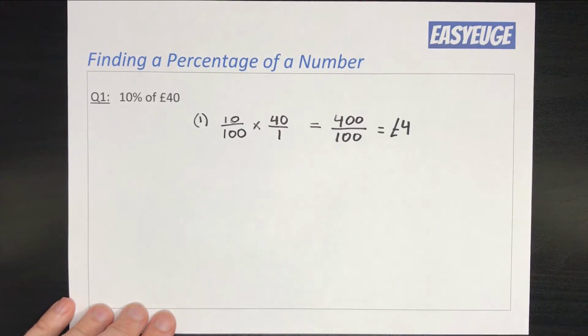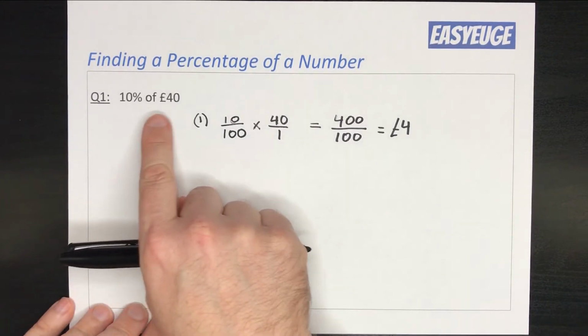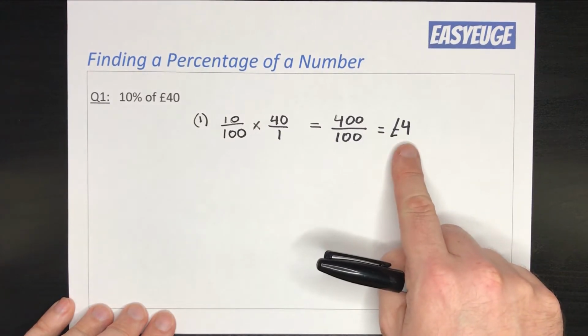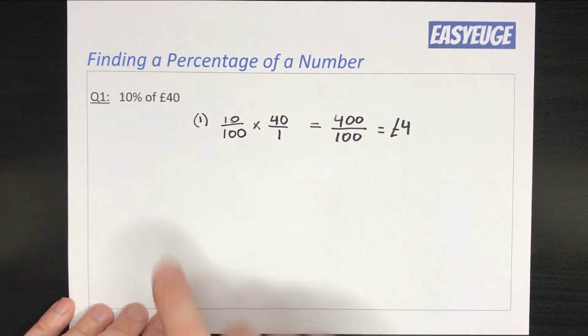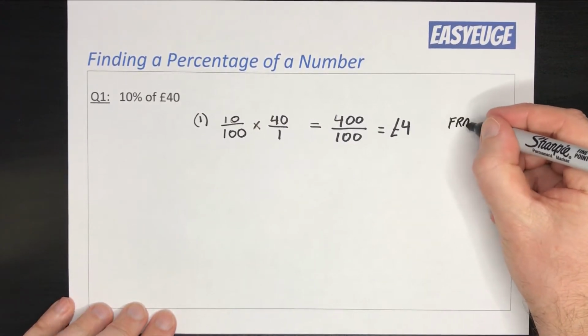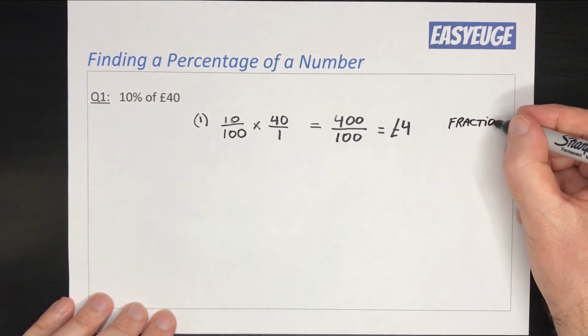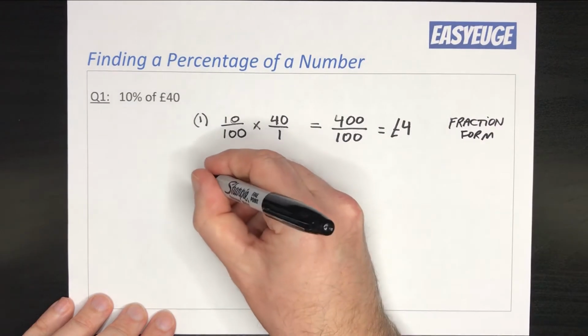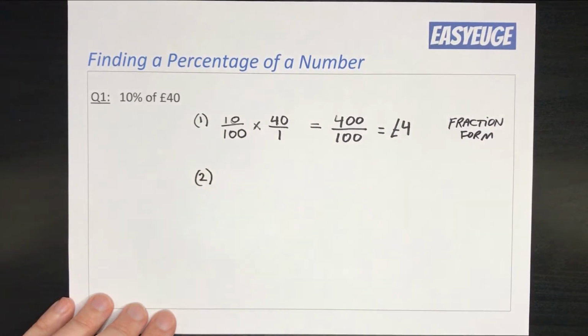So if you were to be asked what is 10% as a discount of £40, you would simply take that £4 away from 40, and the answer would be £36. So this is called the fraction form. So we solve this using fractions. Let me show you another way of doing it, the second way.